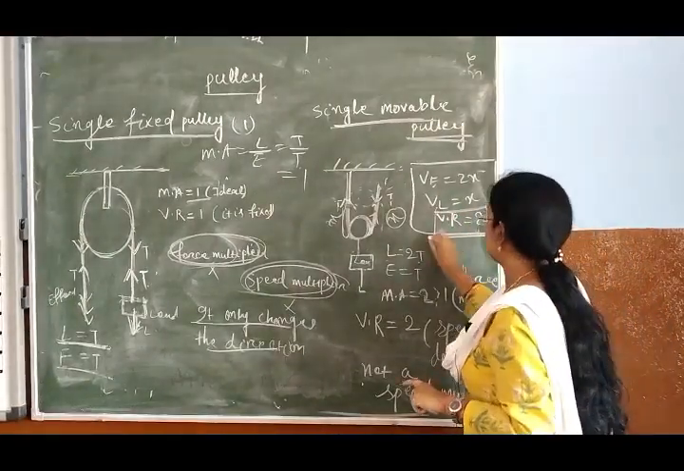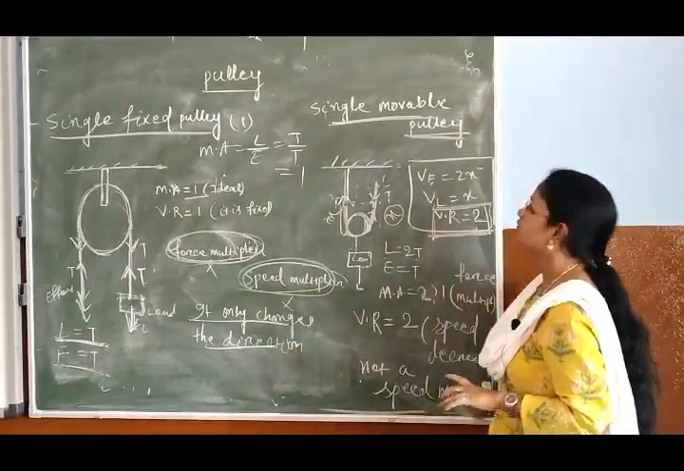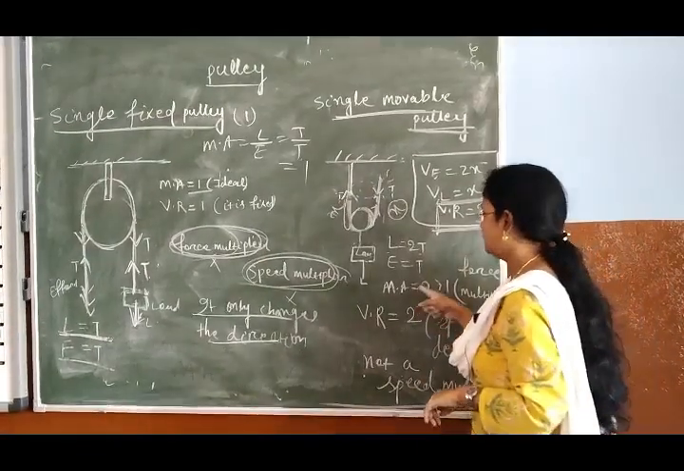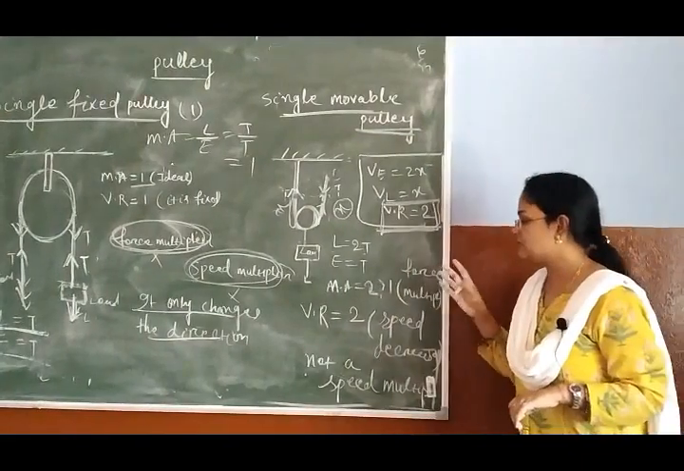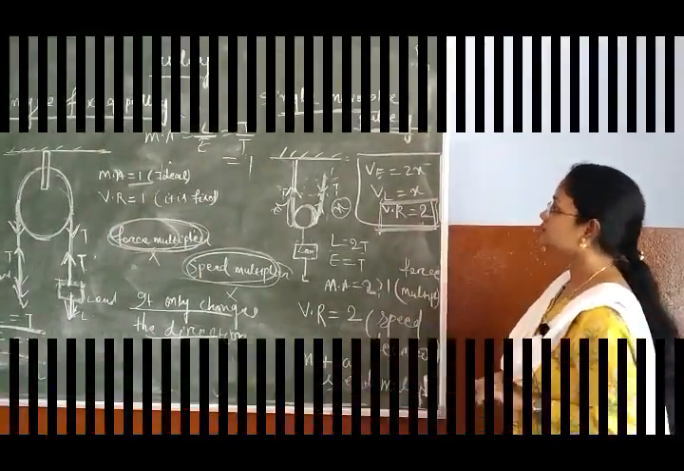So the velocity ratio is fixed for a single movable pulley, but the mechanical advantage is 2 only for the ideal case, when there is no loss of energy and no friction.